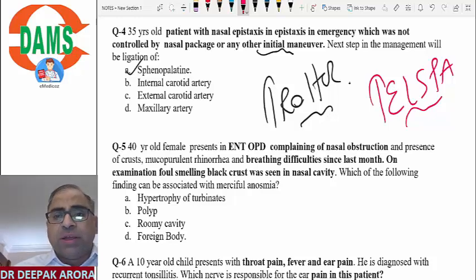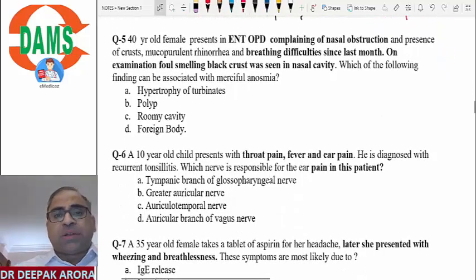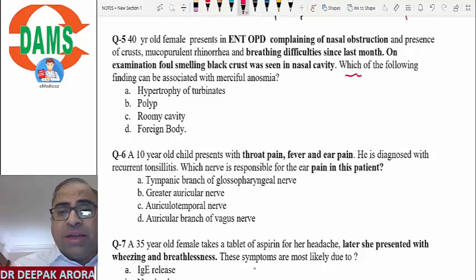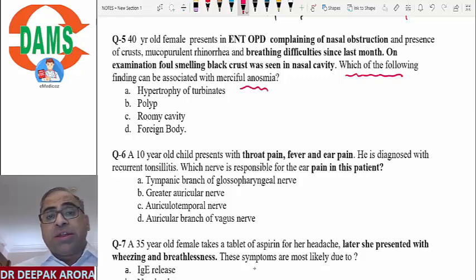Trans-endoscopic ligation of sphenopalatine artery. Trotter's method, epistaxis. Trotter's triad, nasopharyngeal carcinoma. Again, I'm taking one PYQ, 40-year-old female, ENT OPD. Make a habit of reading the last line of the MCQ in a fast go. It helps a lot. Sometimes you get the clue answer in the last line.